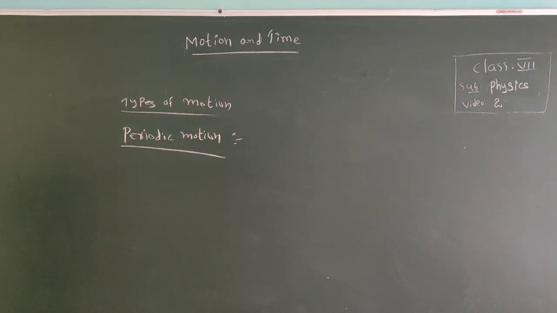Examples: the motion of the moon around the earth. Next one, the motion of the earth around the sun. Next, heartbeat in healthy persons. The motion of a simple pendulum of a clock. The simple pendulum of a clock repeats at a particular interval of time, that is called a periodic motion.